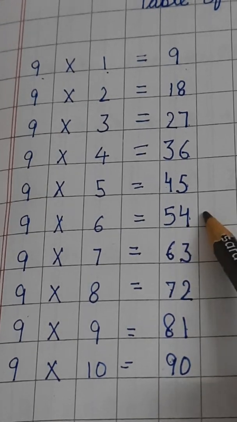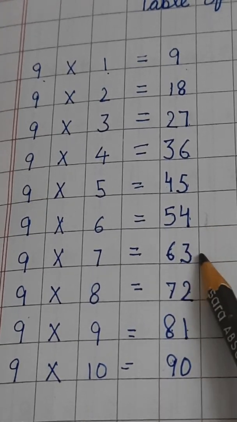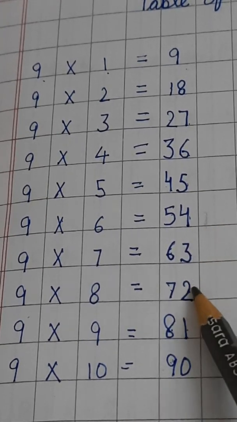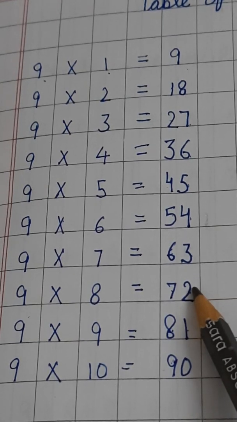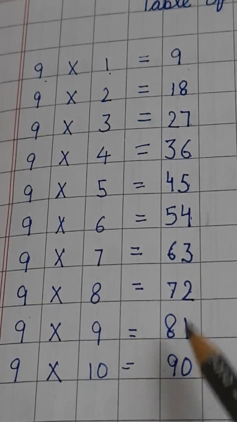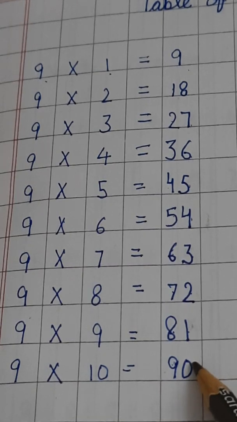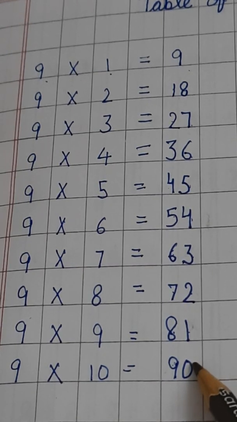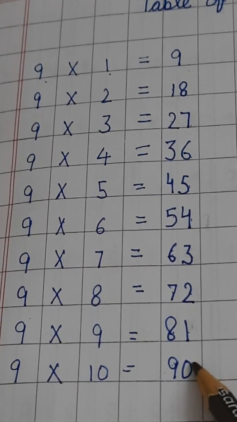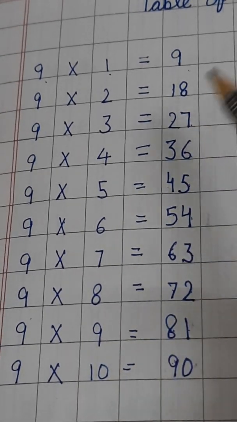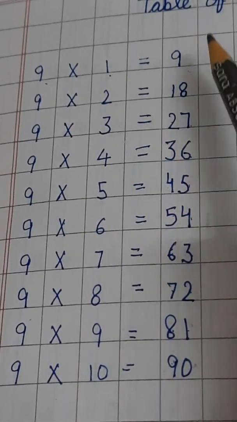9 1 are 9, 9 2 are 18, 9 3 are 27, 9 4 are 36, 9 5 are 45, 9 6 are 54, 9 7 are 63, 9 8 are 72, 9 9 are 81, 9 10s are 90. So children, please repeat one more time.